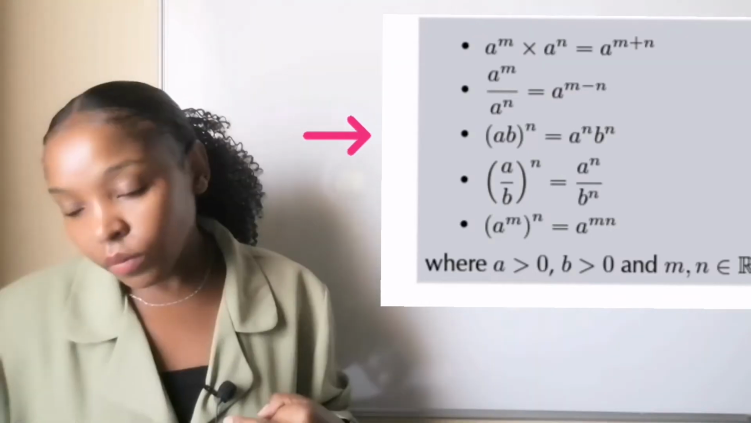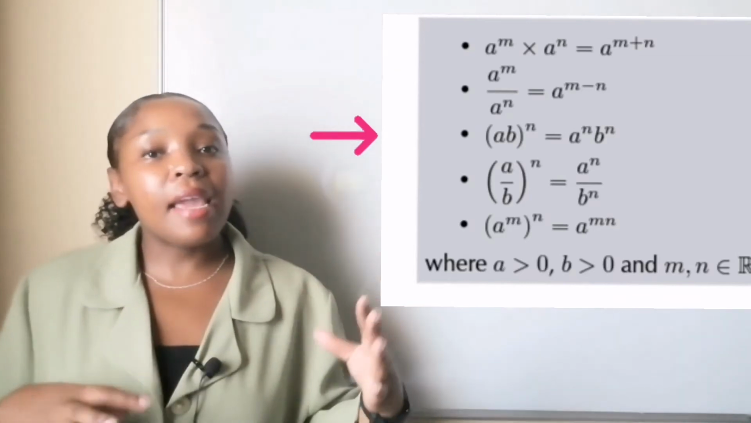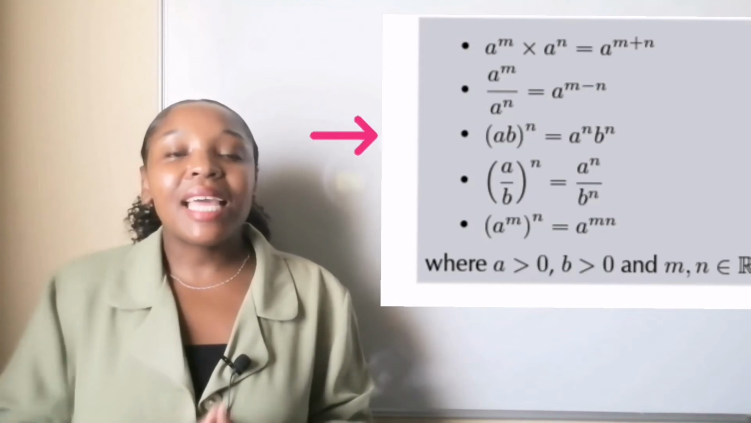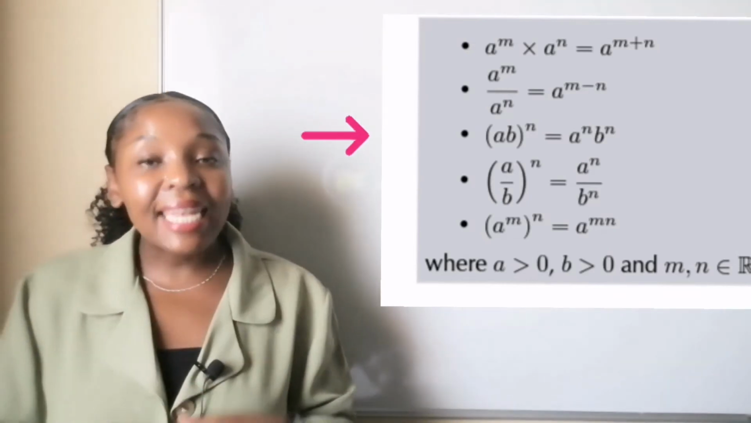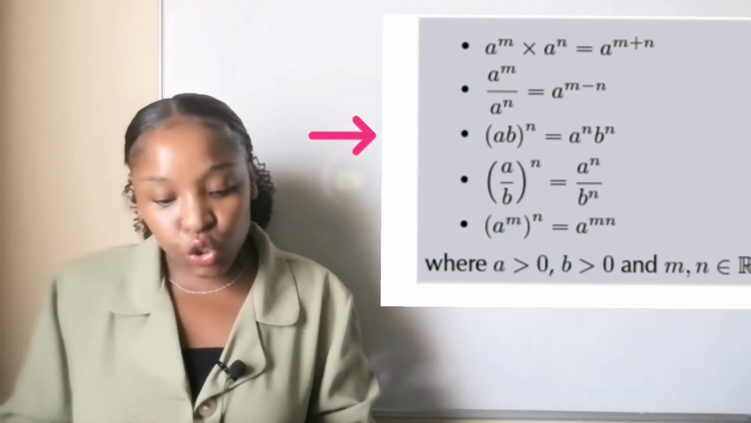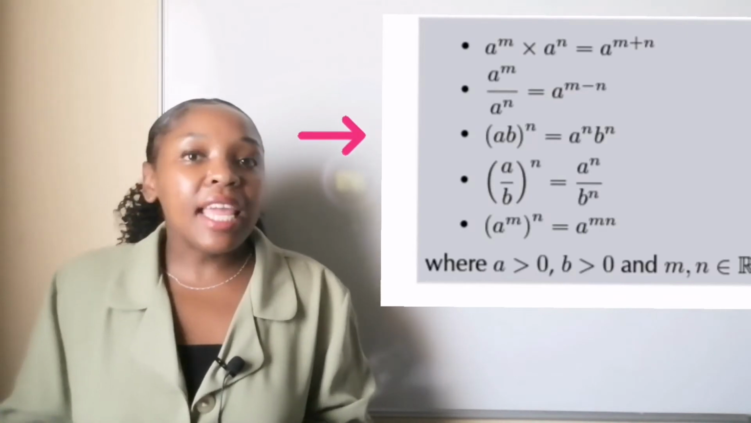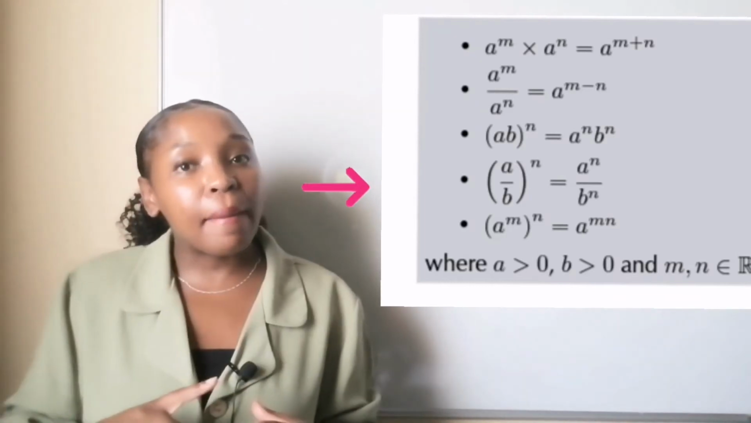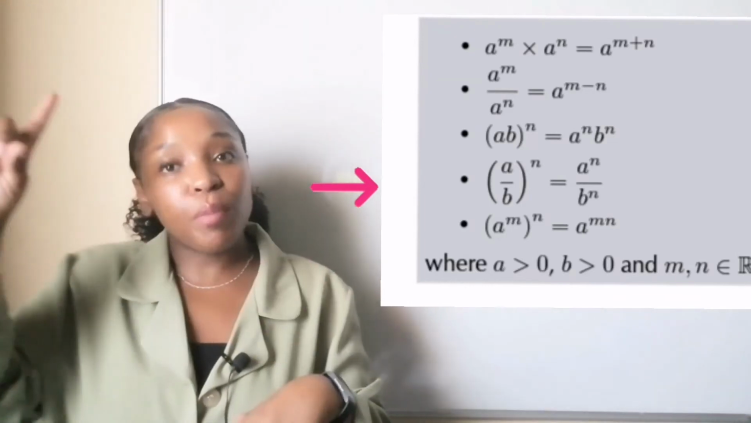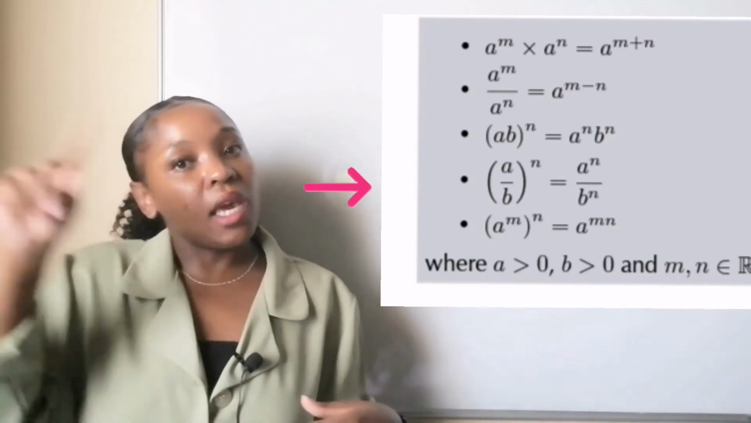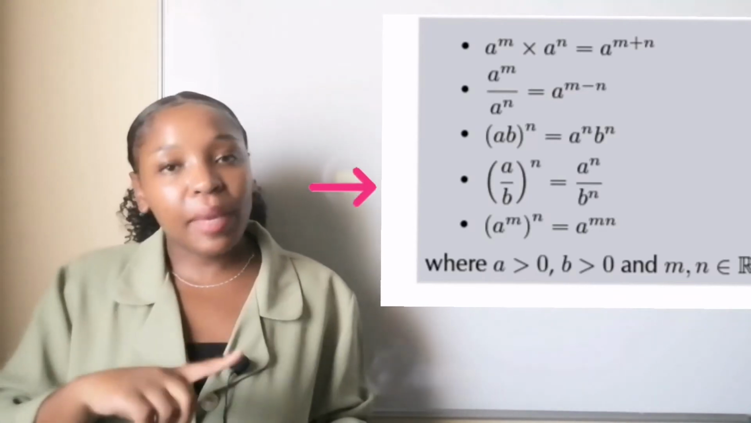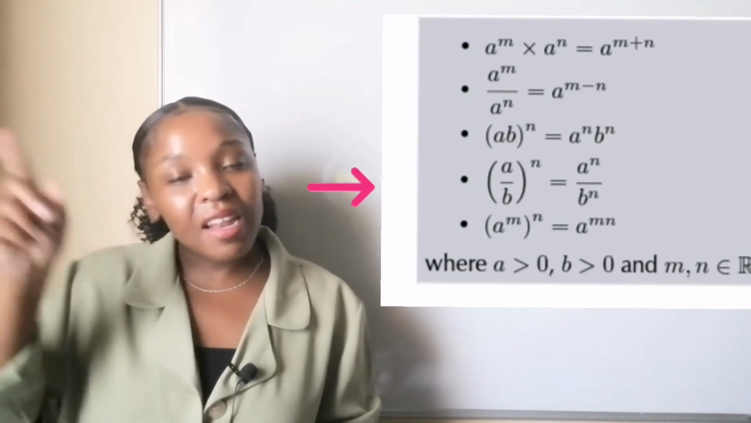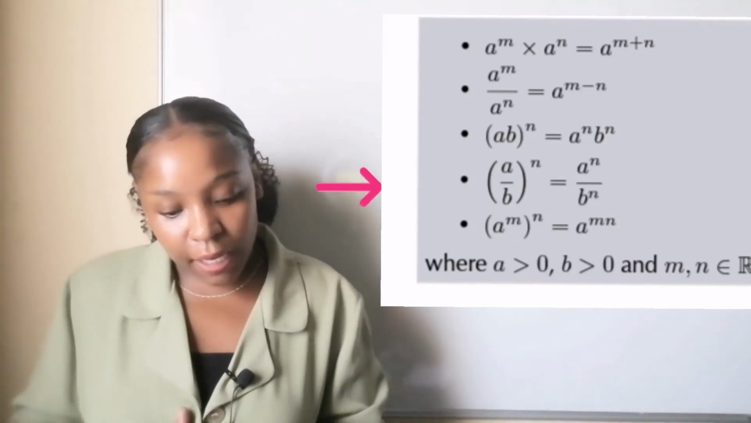The third one, if you have 2 variables a and b all raised to the exponent n, that means that the a is raised to the exponent n and the b is also raised to the exponent n. And then if you are dividing 2 variables, a divided by b, all raised to an exponent n, same thing. The a is raised to the exponent n, the b is raised to the exponent n. So it's going to be a raised to the power of n divided by b to the power of n.